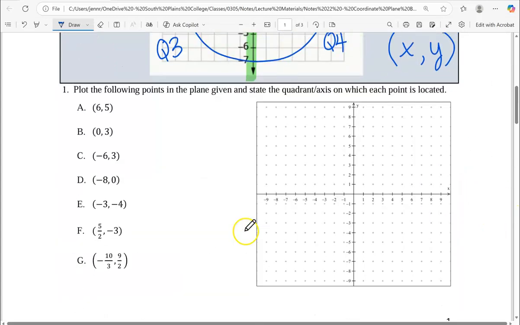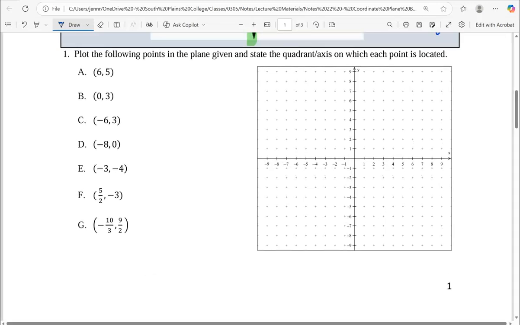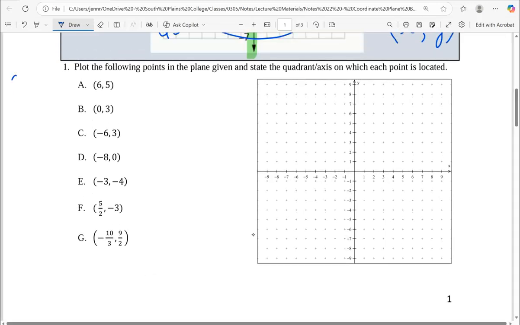So let's practice this. I have several ordered pairs that we're going to plot. Now remember, when they give you these ordered pairs, whatever number is in the first spot is telling you the x value. Whatever number is in the second spot is telling me the y value. So when they give me the ordered pair 6, 5, they're saying, hey, 6 would be on the x number line, the x-axis. 5 would be on the y number line, the y-axis.